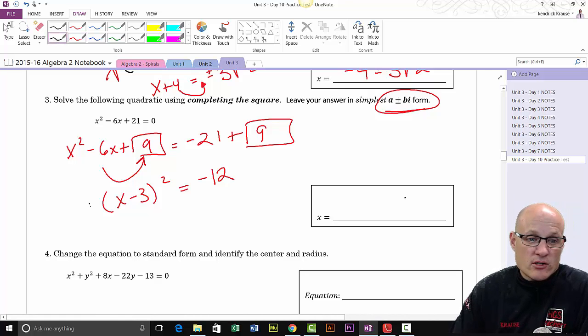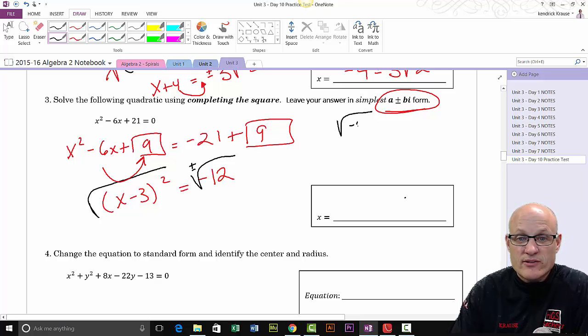Take the square root of both sides and put a plus or minus. Let's take care of the square root of negative 12. That's negative 4 times 3. Well, what is the square root of negative 4? Notice I'm going to have i in my answer. The square root of negative 4 is 2i, so we get 2i square root of 3.